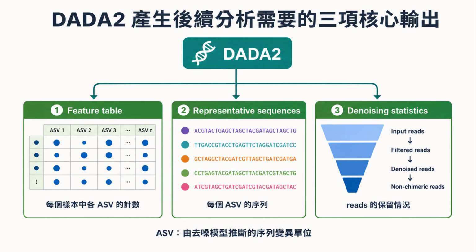The third is the denoising statistics, which show how many reads remain after each stage, from the raw input through quality filtering and denoising to chimera removal. These statistics help us determine whether an unexpectedly large number of sequences was lost at a particular step, rather than looking only at the final number of ASVs.